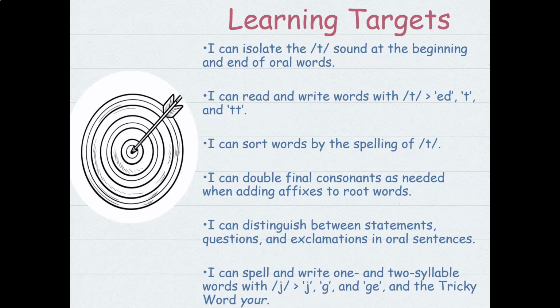Let's go over our learning targets one last time. I can isolate the t sound at the beginning and end of oral words. I can read and write words with t spelled ed, t, and tt. I can sort words by the spelling of t. I can double final consonants as needed when adding affixes to root words. I can distinguish between statements, questions, and exclamations in oral sentences. I can spell and write 1- and 2-syllable words with j spelled J, G, and GE, and the tricky word your.